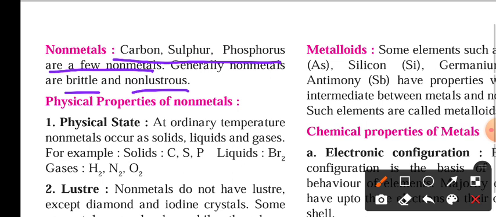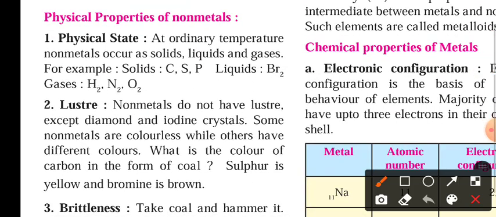Same way, if you have a piece of wood, polish it as much as you want, it's not going to shine. So these kinds of materials, the non-metals, we call them brittle and non-lustrous. Now for the other physical properties of non-metals, first the physical state. Non-metals are available in all three states: solid, liquid and gaseous. Solids like carbon, sulfur, phosphorus, liquids like bromine, and gases like hydrogen, nitrogen, oxygen.